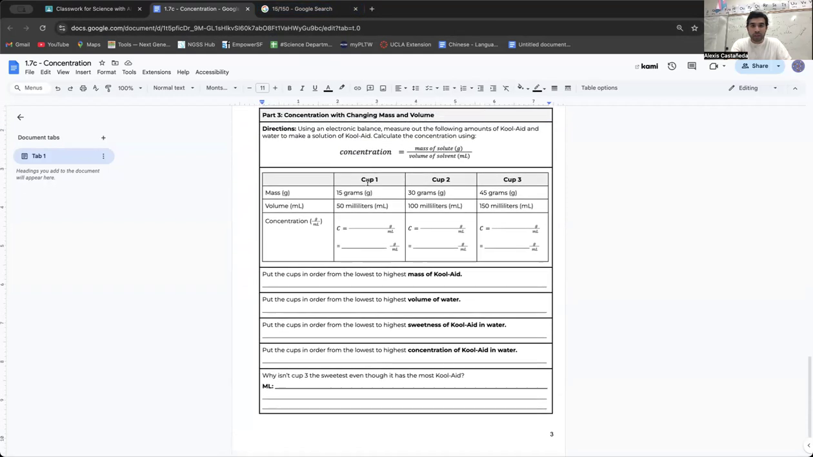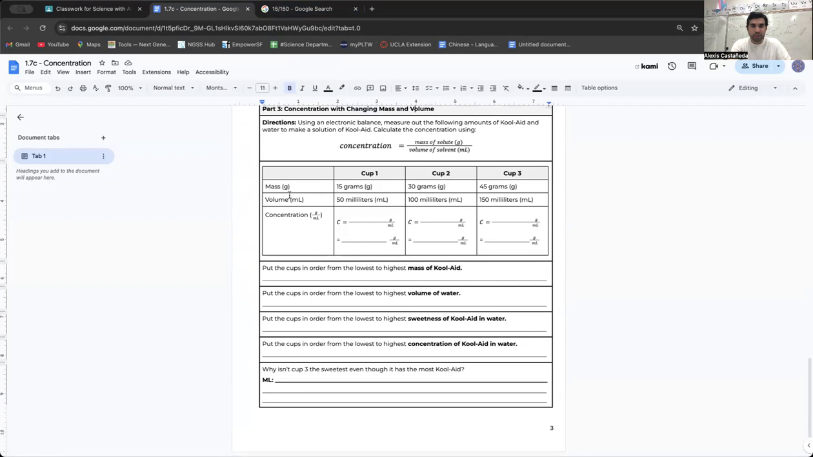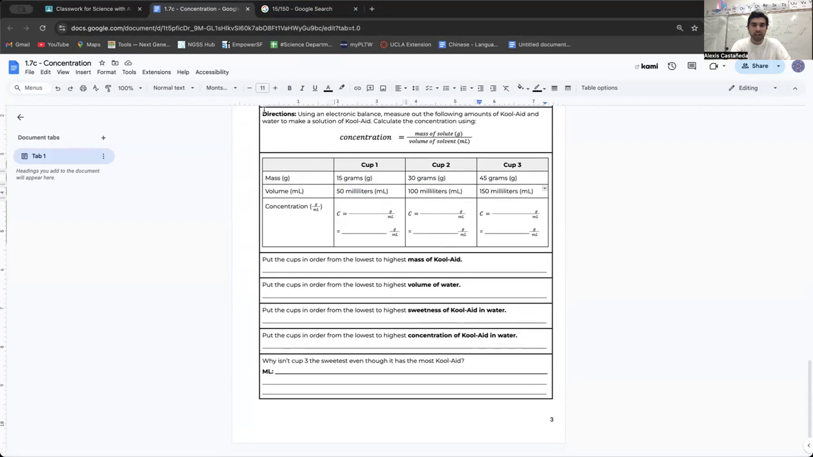Okay. So now we're going to do the third one. We're going to change both the mass and the volume, and we're going to see what happens. So in the first cup, we're going to have 15 grams. The second, we're going to put 30 grams. And the third one, we're going to put 45 grams. For volume, we're going to start with 50 milliliters in the first one, 100 milliliters in the second, and 150 milliliters in the third one. And we're going to see how their concentration changes. So let's see this.